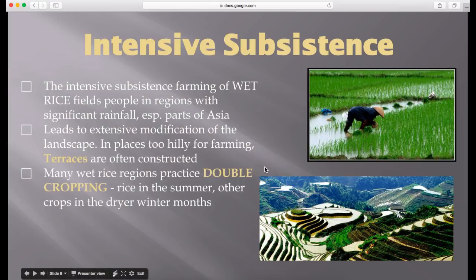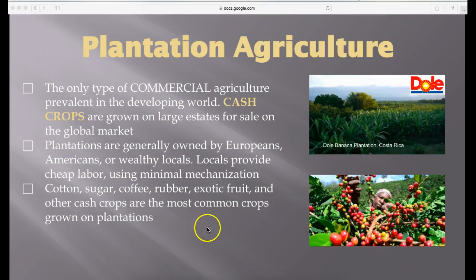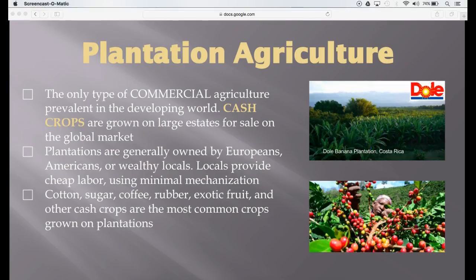Another strategy they use in this area is double cropping. Basically, during the warm months, they grow rice, and then during the colder months, during the winter, they grow fruits and vegetables that can be grown in a drier climate. So our next type of agriculture we're going to look at is plantation agriculture.